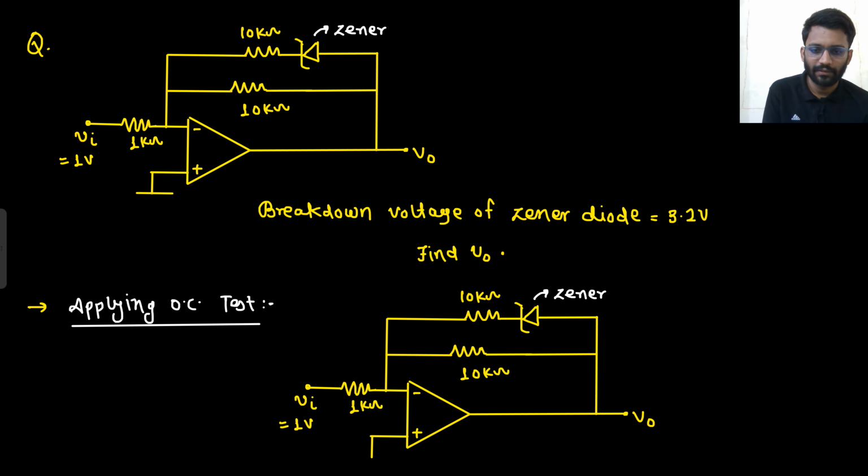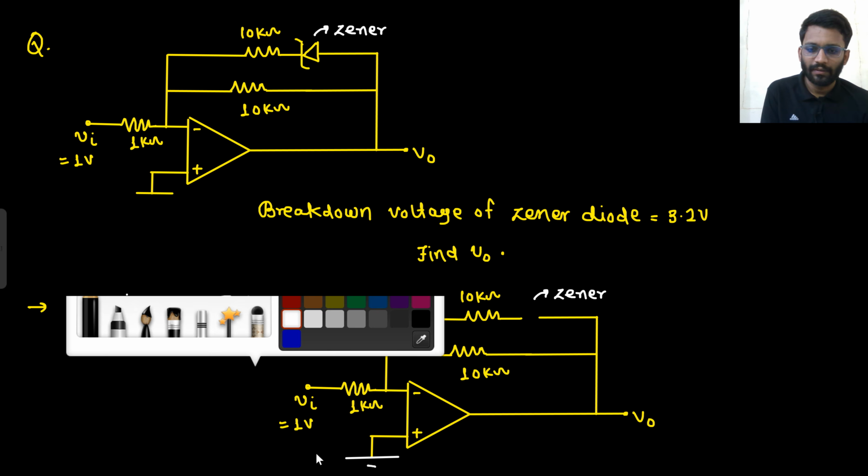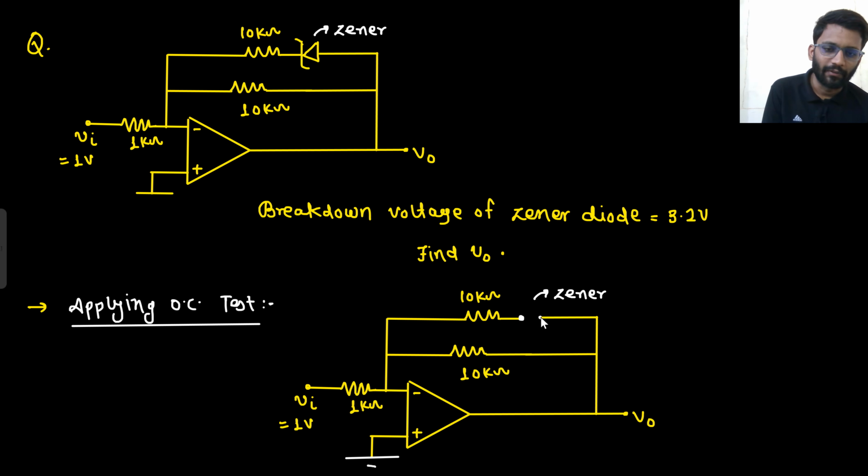Now I can replace. If I apply the open circuit test, this will be open circuited, and V in is given as 1 volt. If V in is 1 volt, what will be your V naught? Because there is already negative feedback present, even if the Zener is on, off, or in breakdown, no matter what, there is certainly feedback present. If there is feedback present, this node will be 0, then certainly this will be minus 10 volt.